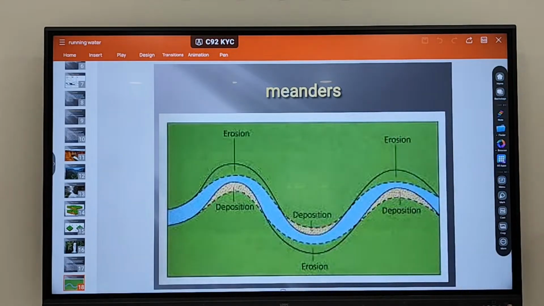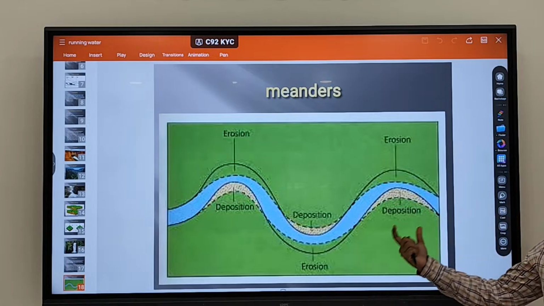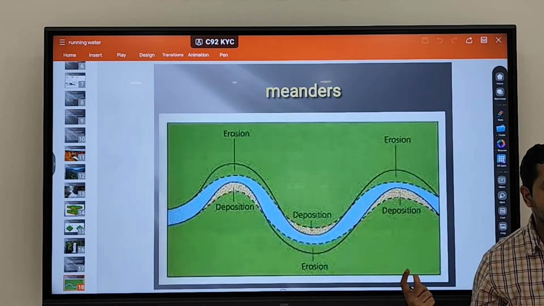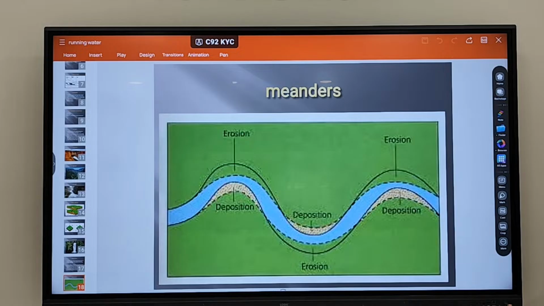Clear? So either you can call it a snake pattern, or you can call it a wave pattern. When a river moves like this, it is going to be called a meander. Why do rivers move like this? As we discussed, the river is trying to find a least resistance path, so that's why the river is moving like this. So this movement of the river is called a meandering river or meandering fashion. Clear? Any doubt regarding this part?